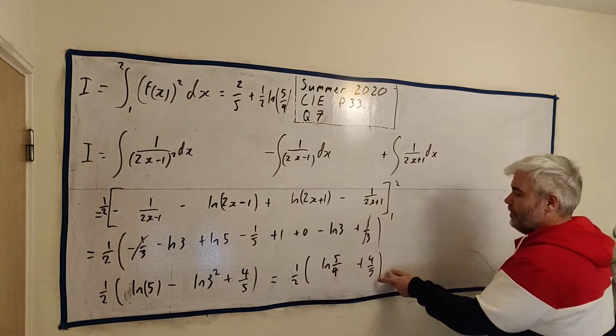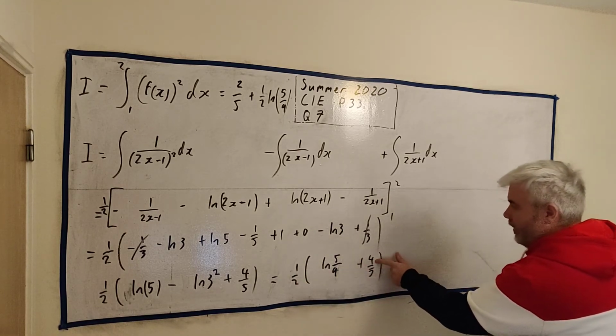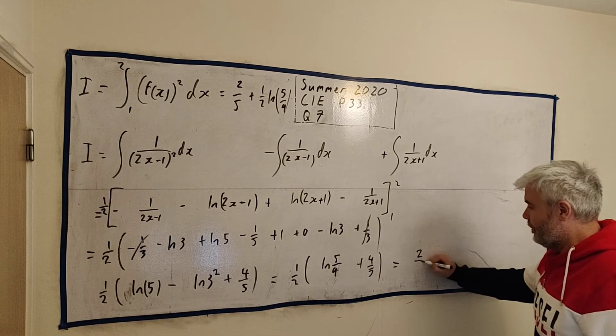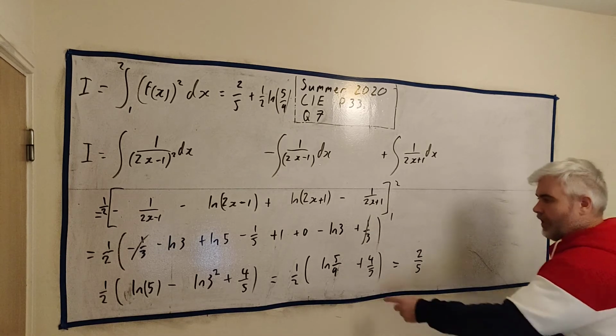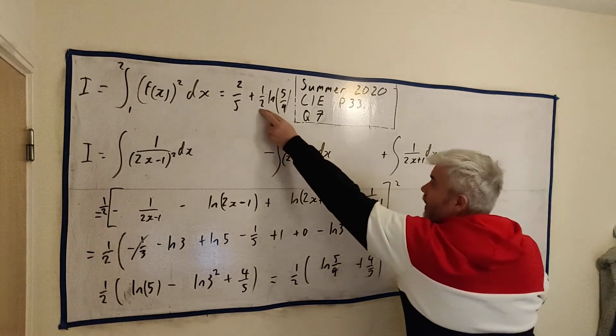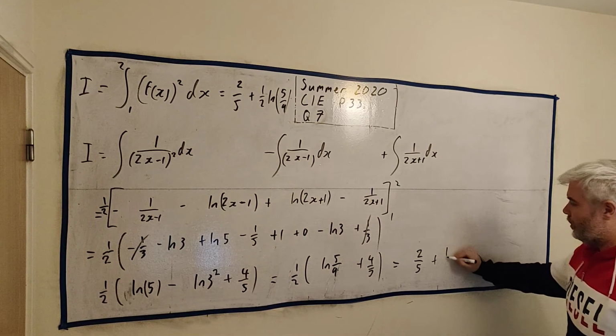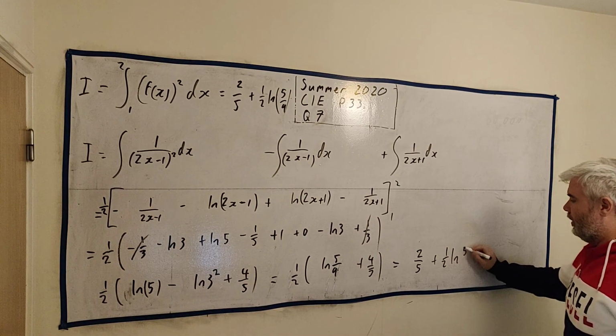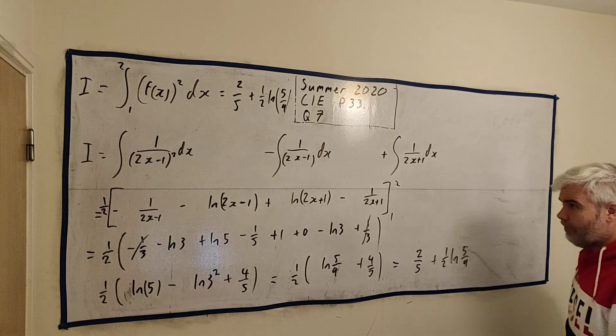Half into both of these. This is a half into 4/5 is 2/5. 2/5 and a half. Oh, we just want to leave the half out front, don't we? Plus a half natural log 5 over 9. Alright, a mess.